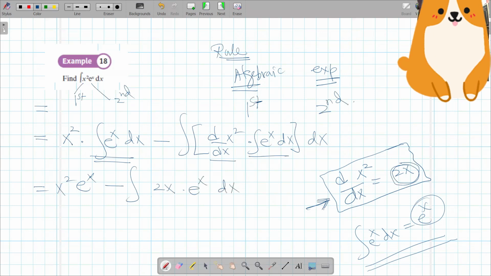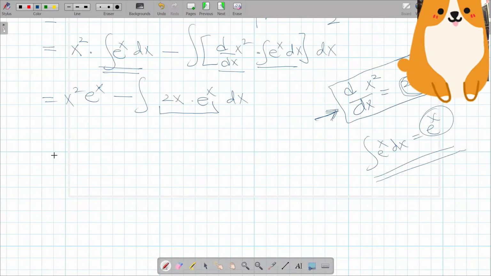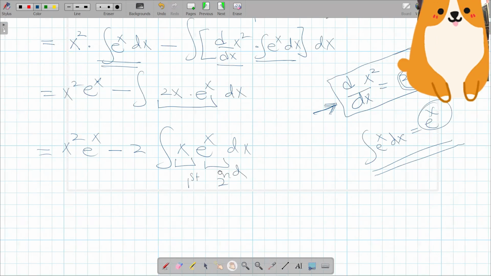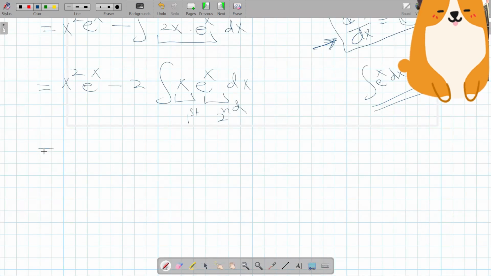Now see, we are again getting the same kind of integral, but with a reduced degree. Earlier we had x squared, now it has become x. So we need to apply integration by parts once again in this question, in order to further reduce its degree. Now we have this integral to compute. Which function should be taken as the first function again? x should be the first function and e to the x should be taken as the second function. So let's apply integration by parts again.